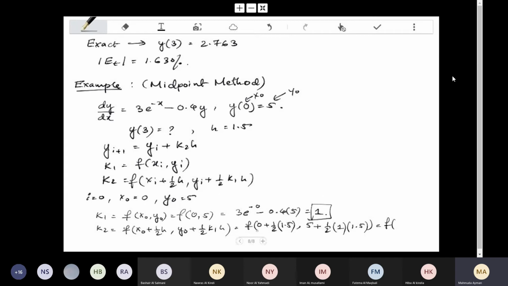So we have f of x0, which is 0, plus half times h, which is 1.5, comma, y0, that's 5, plus half times k1, which we just calculated is equal to 1, times h, and the value of h is 1.5. So that's the function value at 0.75 comma 5.75. Now if we write it down here in the function, we have 3e to the power minus 0.75 minus 0.4 times y, which is 5.75 here, and that gives us the value minus 0.8829. That's the value for k2.